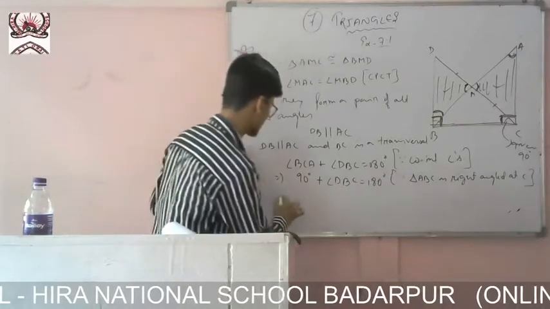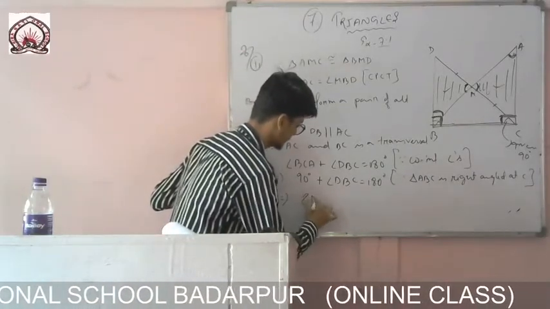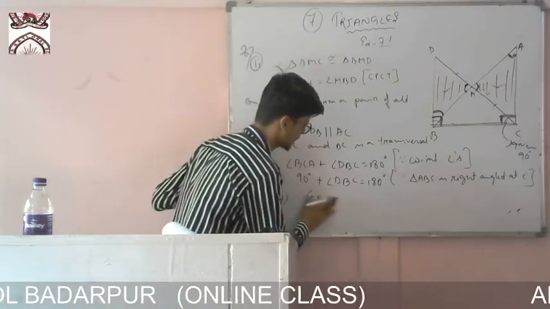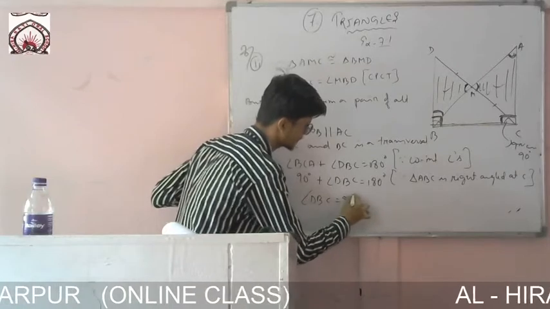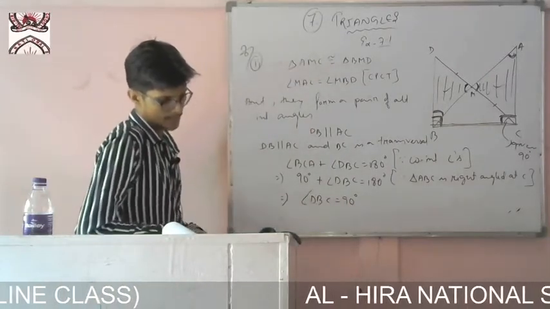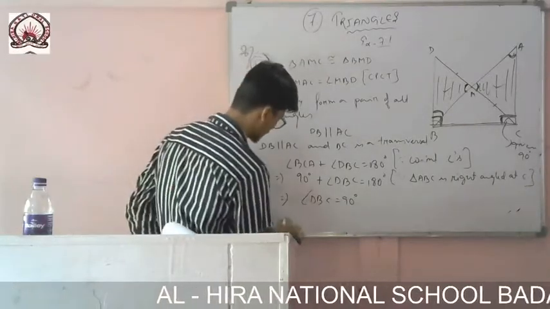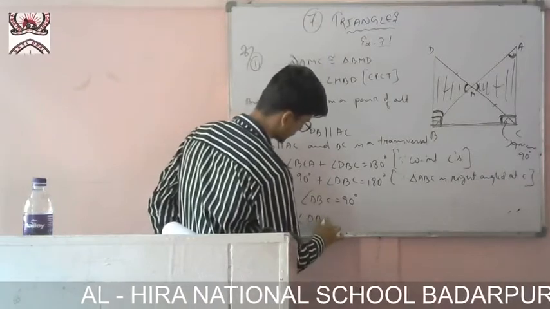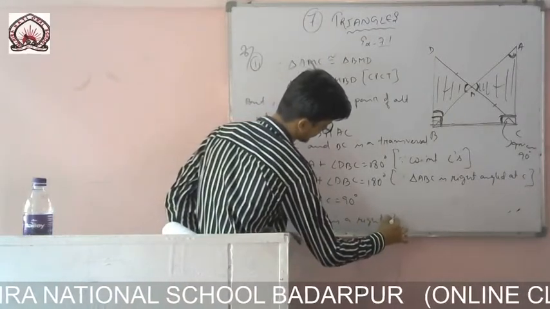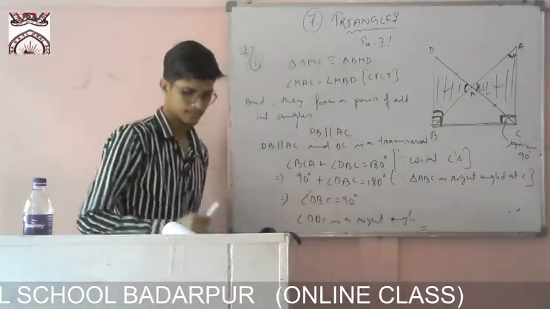So now to DBC, if I solve it, angle DBC is 180 minus 90, so it is 90 degrees. So we have proved this one, that therefore DBC is a right triangle. So you write: therefore angle DBC is a right angle.